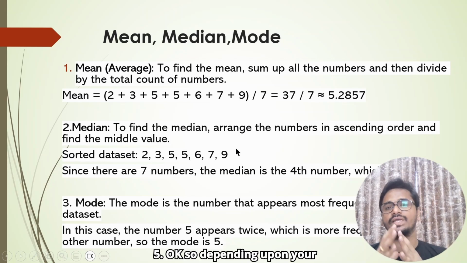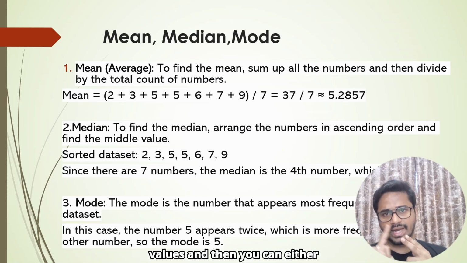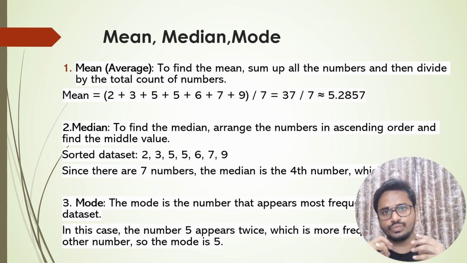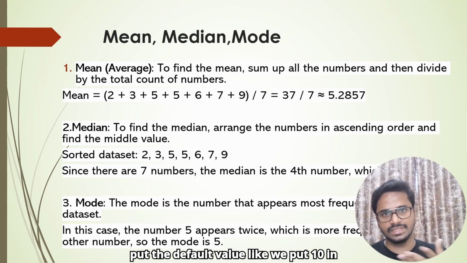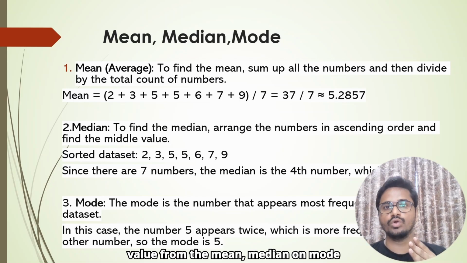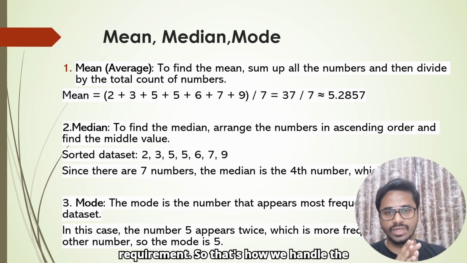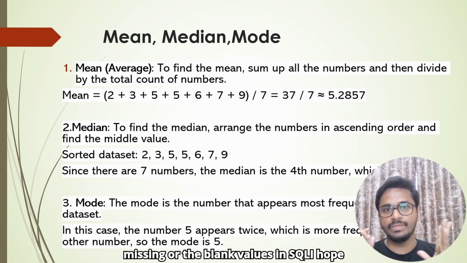Okay. So depending upon your requirement, you can identify the missing values and then you can either put the default value like we put 10 in this example, or you can use any of the values from the mean, median or mode depending on your data specific requirement. Okay, so that's how we handle the missing or the blank values in SQL. I hope this will help you.